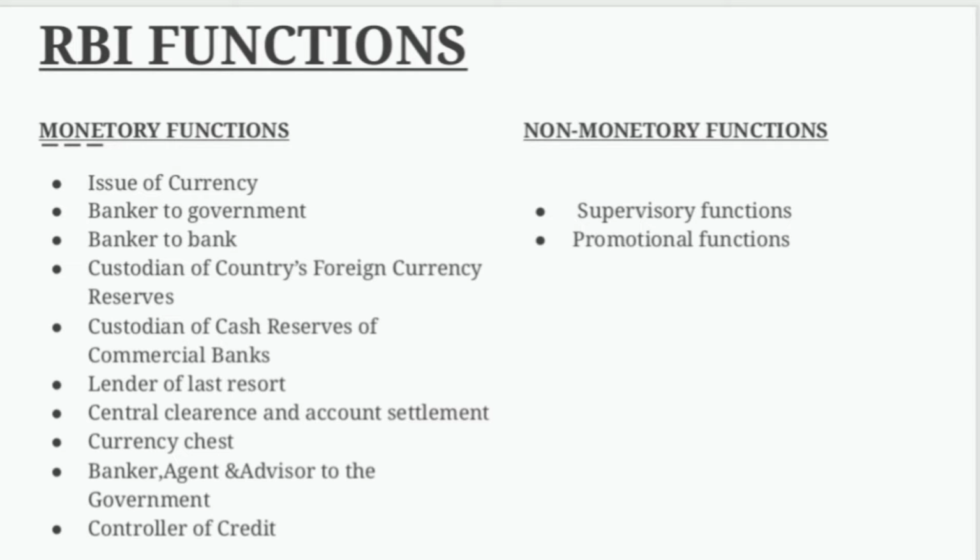They are: first one, issue of banknotes; second one, banker to the government; third one, banker's bank; fourth one, custodian of country's foreign currency reserves; fifth one, custodian of cash reserves of commercial banks; sixth one, lender of last resort; seventh one, central clearance and account settlement; eighth one, currency chest; ninth one, banker, agent and advisor to the government; and the 10th function is controller of credit.